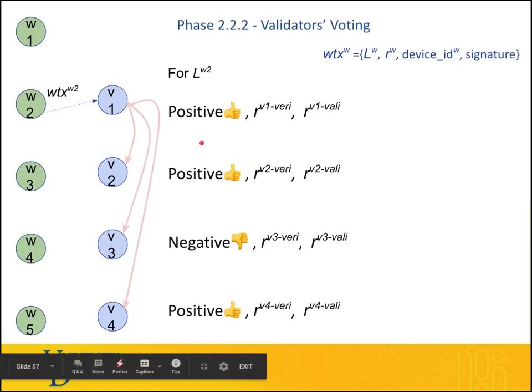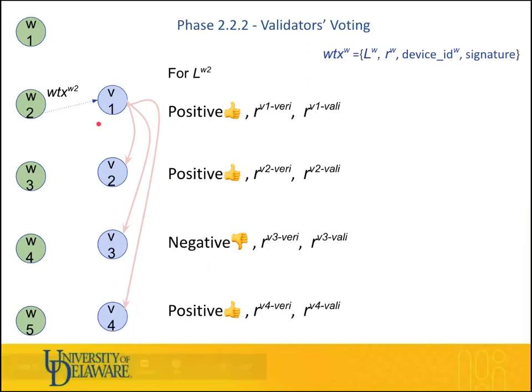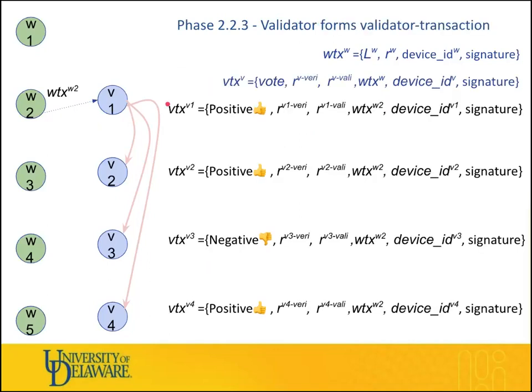So remember, the validator would receive a reward for verifying the signature of the worker transaction. Here, they also receive a validation reward for voting on LW2. Then, like workers, validators sign these 5 fields and produce a signature as the 6th field, and encapsulate these 6 fields in a validator transaction. And they will send this transaction to their associated miners.